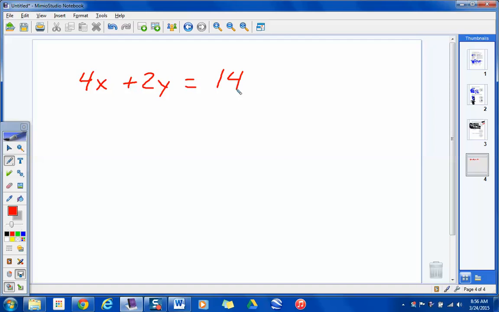Is it positive or negative? Is the Y positive or negative? Look at it. Is Y positive or negative? Positive. So positive 2Y, right? Okay? So do I need to rewrite it or not?